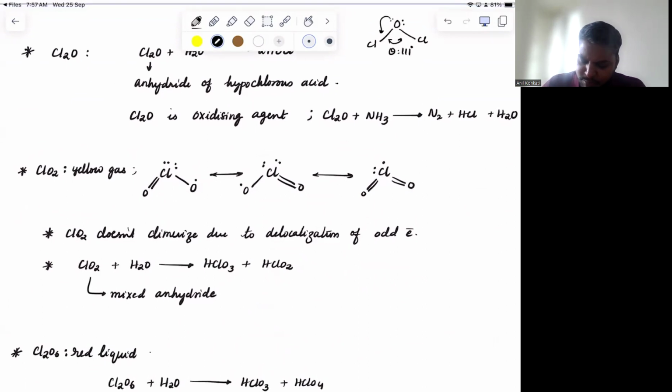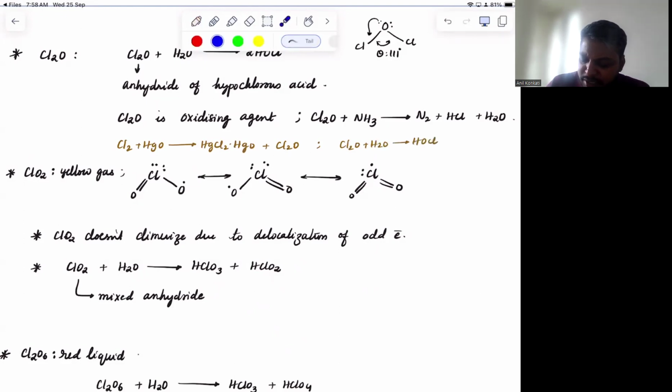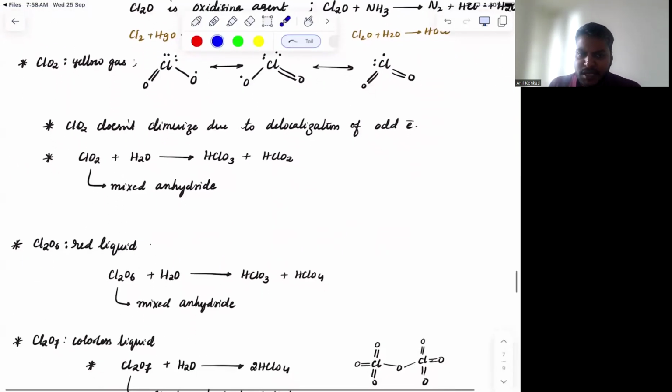Next, one more simple reaction within that. Okay, I'll just mark it down with another color here. See, if you take Cl2 plus HgO, okay, this is how you make HgCl2 dot HgO plus Cl2O will be formed. Got it? And this Cl2O, if you add it with water, that will give you HOCl. So just keep that in mind. So when you connect with HgO, this is what has been formed, and some amount of Cl2O will be released. Right?